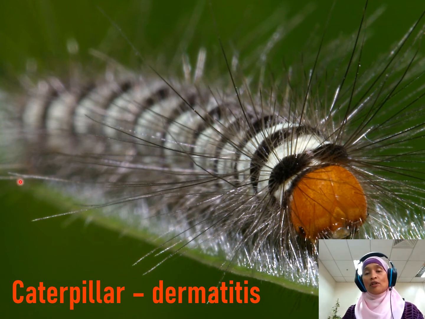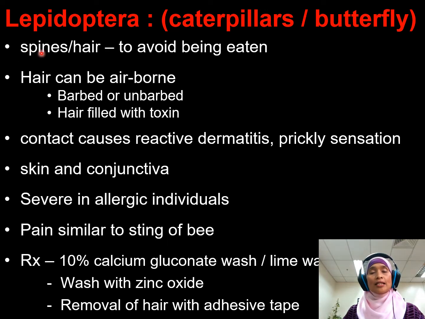So this is a type of caterpillar that we think is hairy. It can be very pretty and very beautiful. However, the hair or spines on the body of the caterpillars have toxins on them, and when they come in contact with our skin, they can release the toxin onto our skin and have some form of effect on the person. Caterpillars have spines and hairs on their body to avoid being eaten. So this is a survival mechanism of the caterpillars itself.